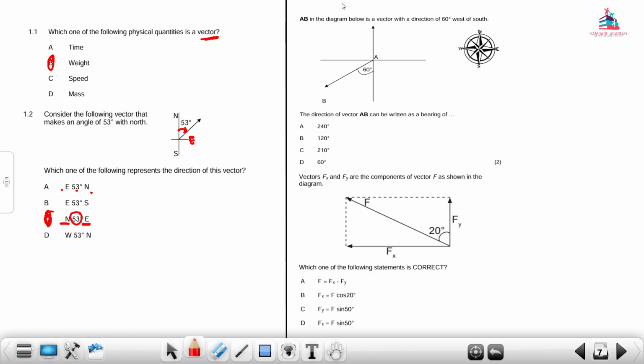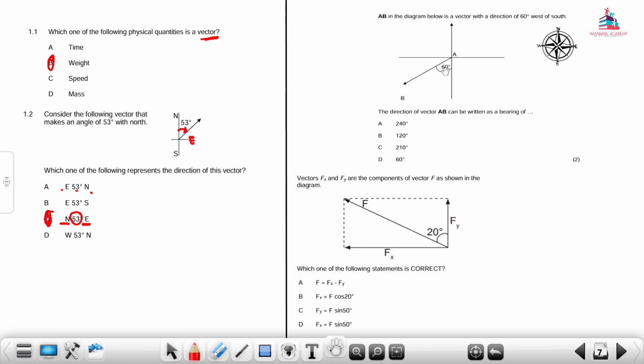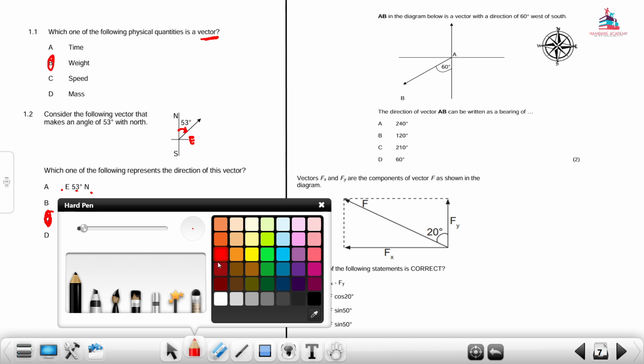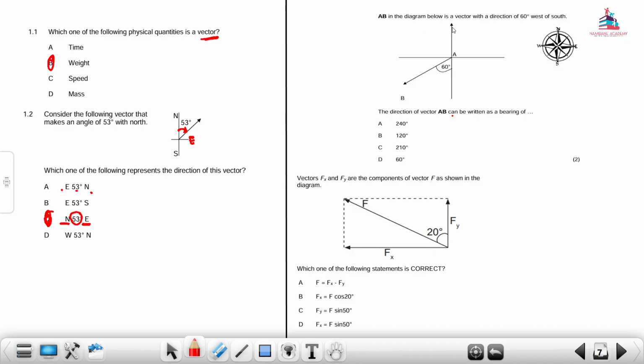I need to move this a bit. Right, it says AB in the diagram below is a vector with direction of 60 degrees west of south. The direction of vector A can be written as a bearing of, remember what did we say about bearing? This is 0, 90 degrees, 180 degrees, 270 degrees. Right, so from here, 0, 90, 180. What is 180 plus 60? It's going to be 240.